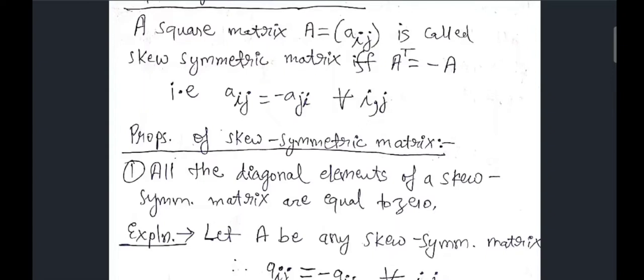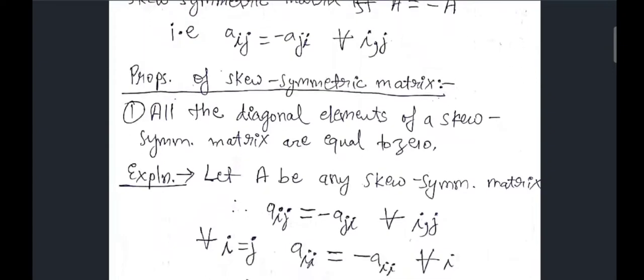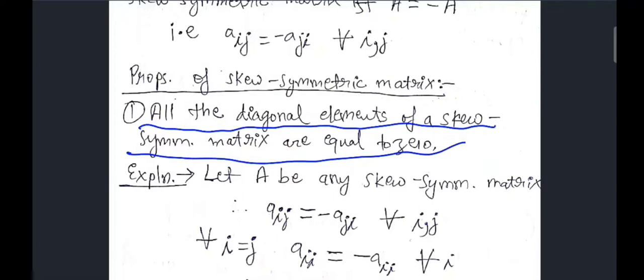So, properties of skew symmetric matrices. All the diagonal elements of a skew symmetric matrix are equal to 0. You need to remember this very well. If the diagonal elements are not 0, then this property will not hold.